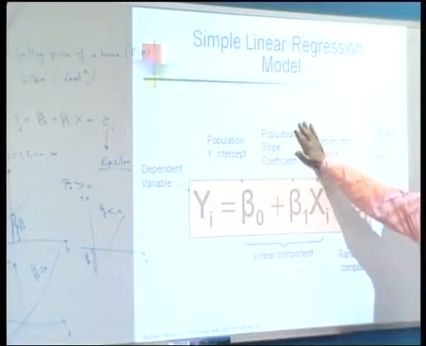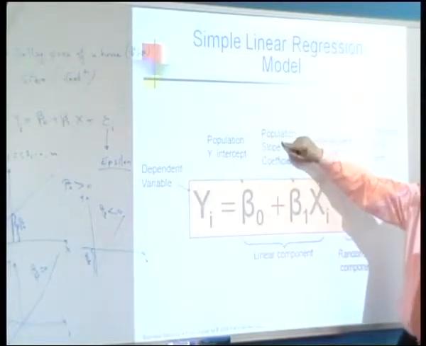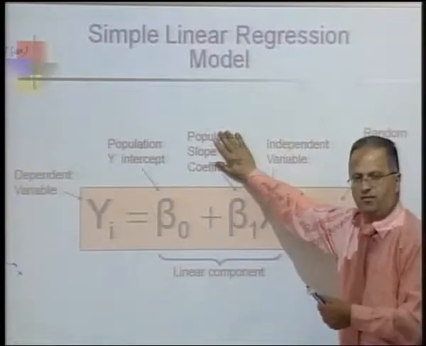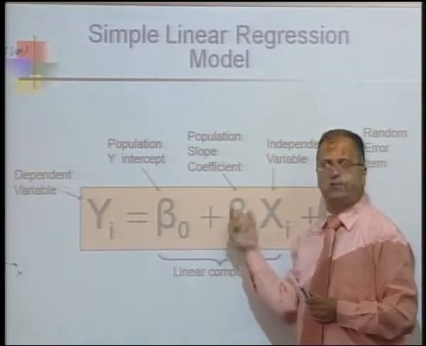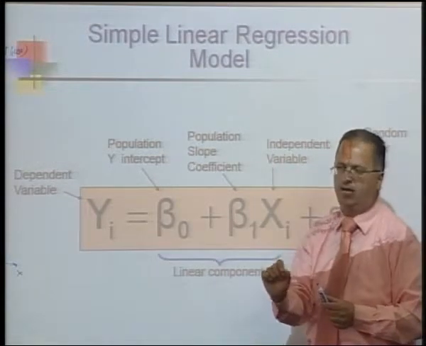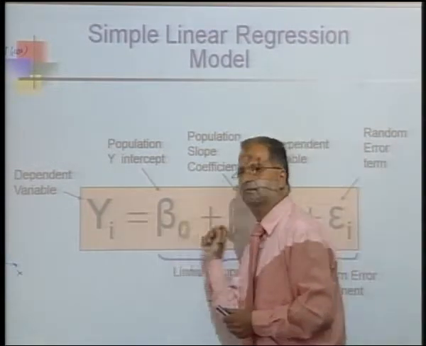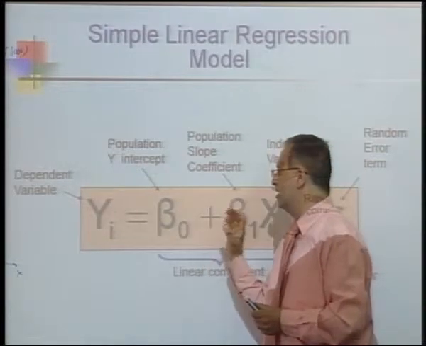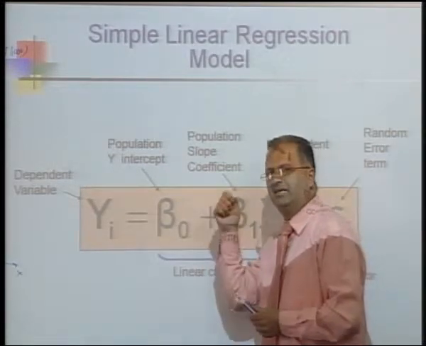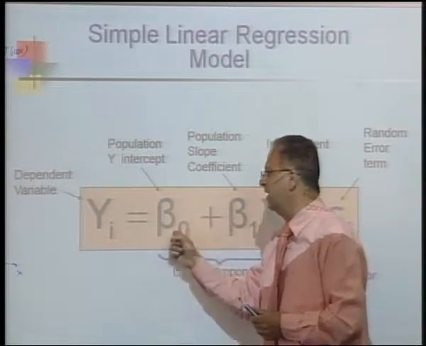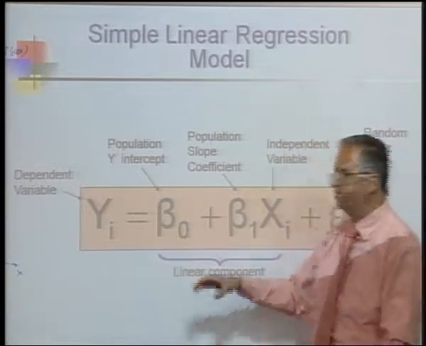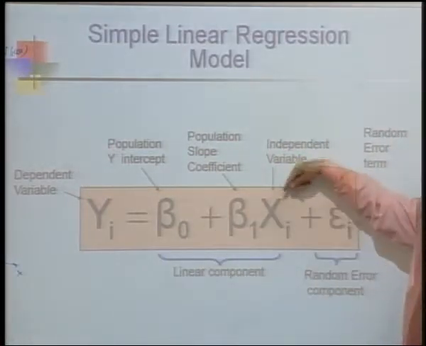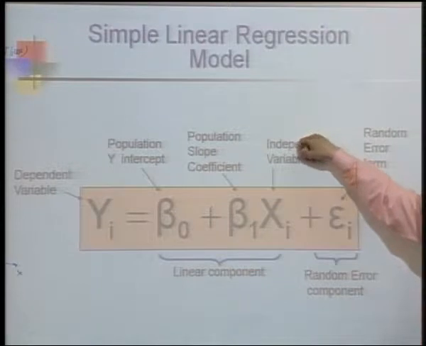The other term is beta 1. Beta 1 is the population slope coefficient. Now, the sign of the slope determines the direction of the relationship. That means if the slope has a positive sign, there exists a positive relationship. Otherwise, if it is negative, then there is a negative relationship between the two variables. So the sign of the slope determines the direction, but the sign of beta 0 has no meaning about the relationship between y and x. X is your independent variable.